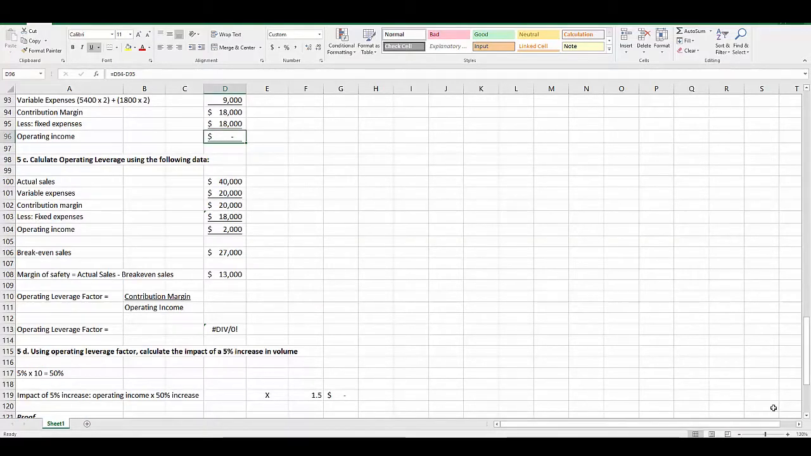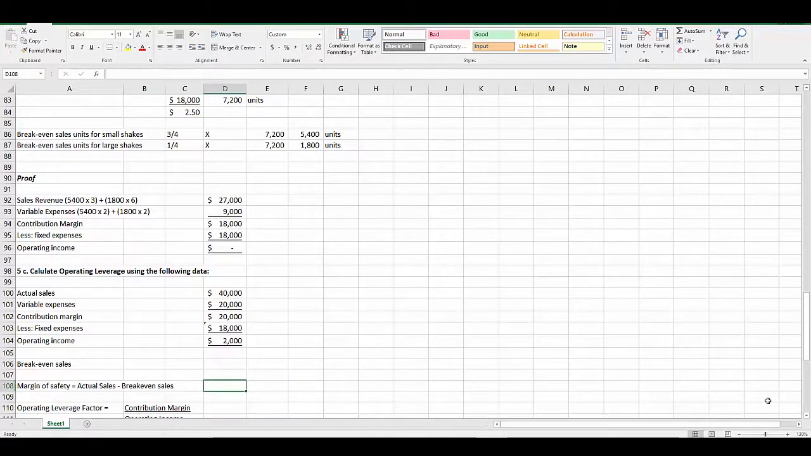So the last section that we are doing here is 5D. 5D is introducing another calculation which is called operating leverage factor. So the first thing we want to do is calculate. So we're going to have to re-record this session, and we're going to have to redo this one completely.